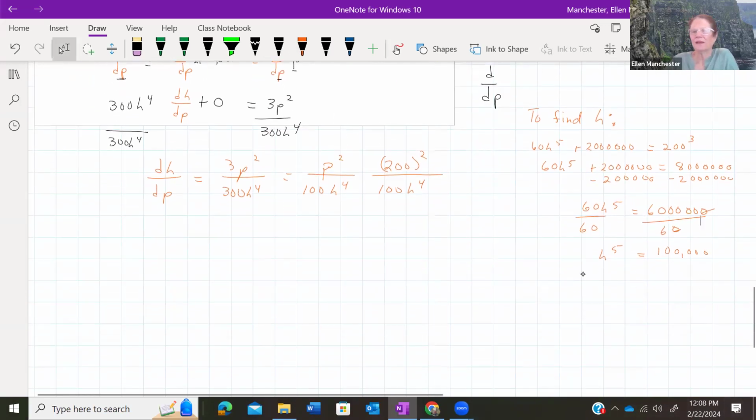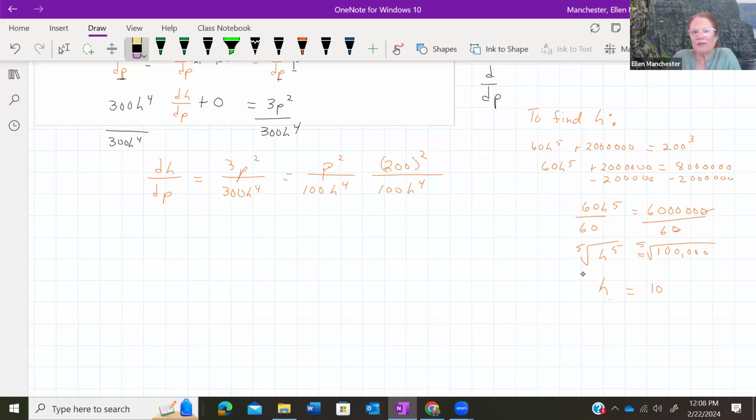All right, so how do I get H by itself? In order to get rid of the 5th power, the inverse of h to the 5th is the 5th root, right? The 5th root of h to the 5th is just H. So if I'm looking for the 5th root of 100,000, here's how I do it. See how there are 5 zeros? That means H is 10, because 10 times 10 times 10 times 10 times 10 is 100,000. I just looked at the number of zeros. Okay, so now I know what H is.